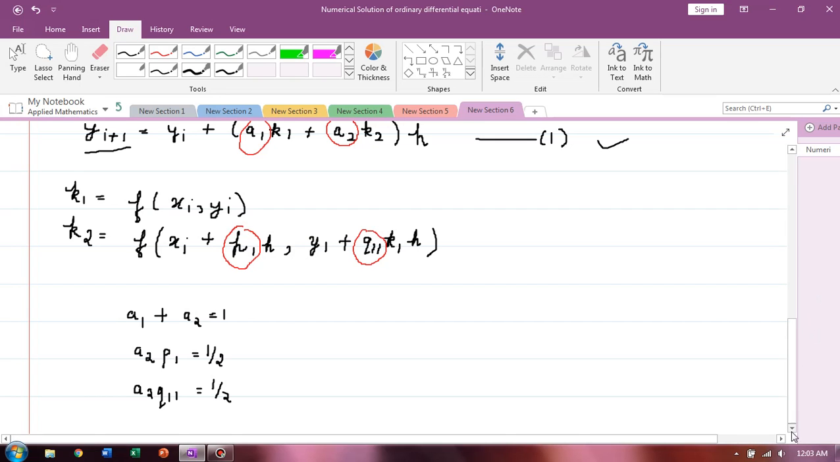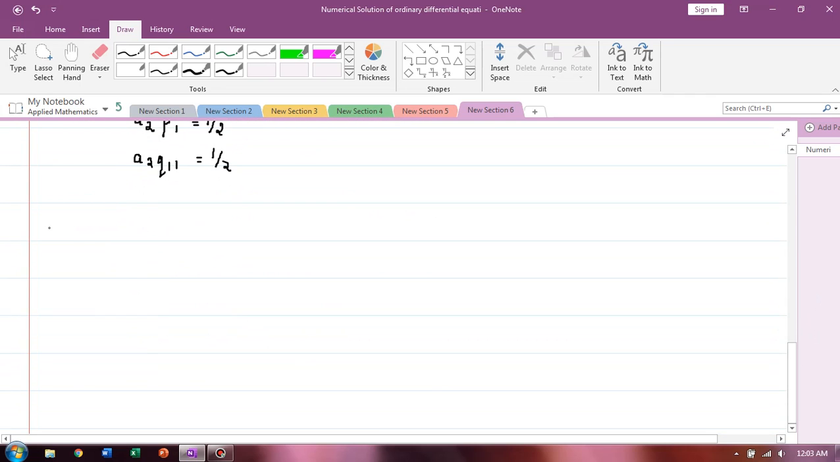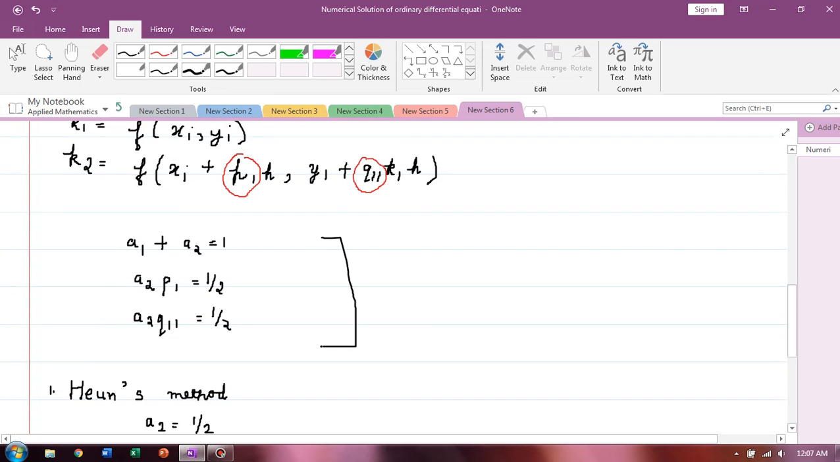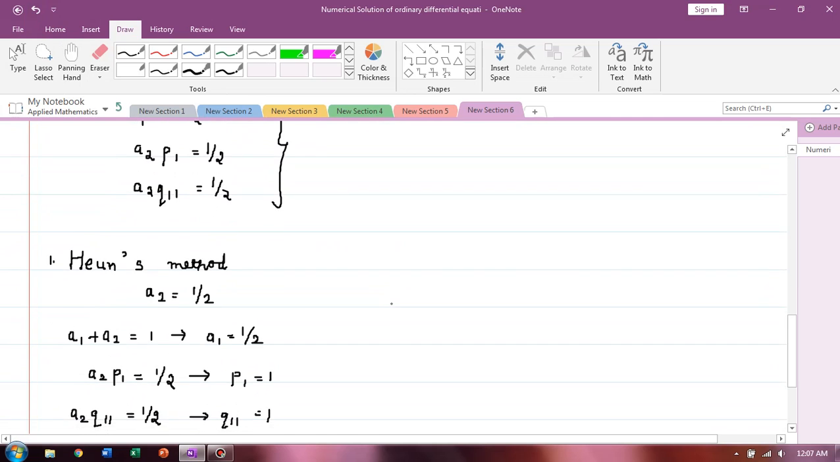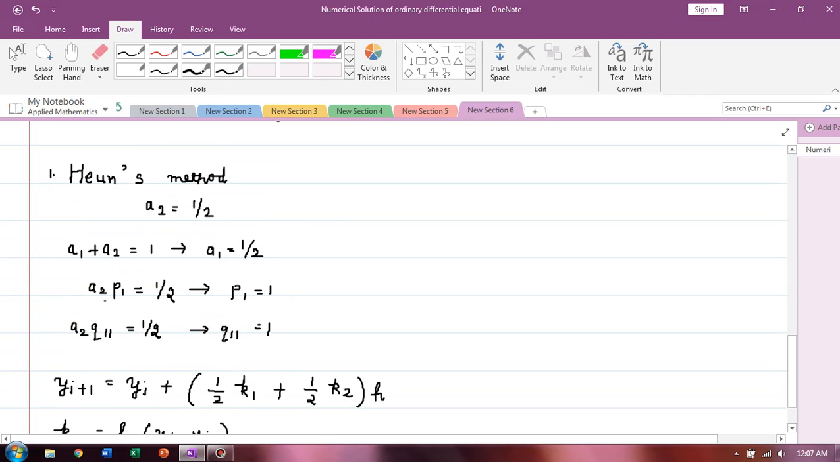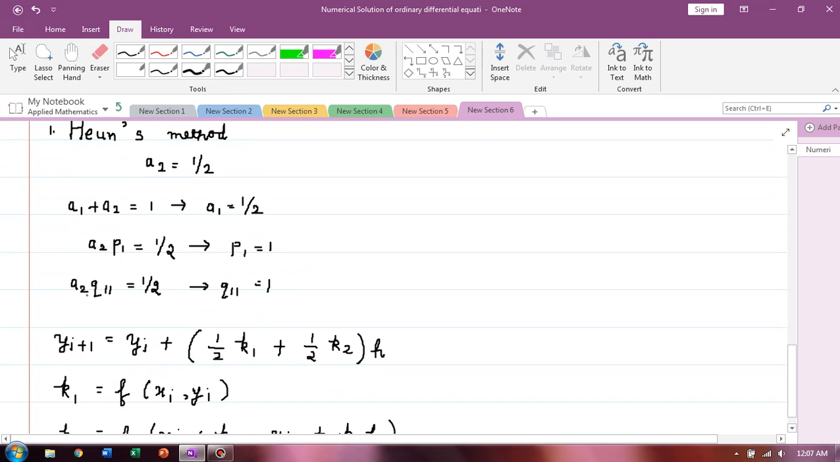Fine. So the first method is Heun's method. ओके, सो बेसिकली ह्यूम्स मेथड में a2 की जो चॉइस वैल्यू है वो है 1/2. ओके, दे चोज द वैल्यू फॉर a2 एज 1/2. अब जैसे आपने a2 को 1/2 रखा, तो जो आपने ये तीन इक्वेशंस सॉरी जो आपने ये तीन इक्वेशंस निकाली थी, उसमें आप वैल्यू पुट करिए a2 की. फाइन. द मोमेंट यू पुट a2 हियर 1/2, a1 becomes 1/2. Now a2 you put here 1/2, then p1 becomes 1. Similarly you put here and q11 becomes 1.